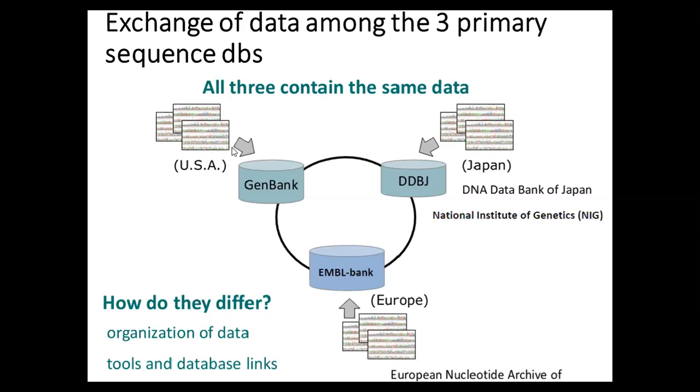In the USA, people upload data to GenBank, and in Japan, not only Japanese people, all people around the world would upload through DDBJ. And in Europe, people can upload using the European database. So they would differ only in the organization of the data and the tools and database links available. All three would contain the same data because they are updated.